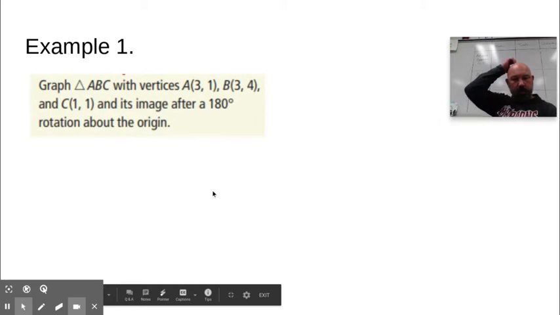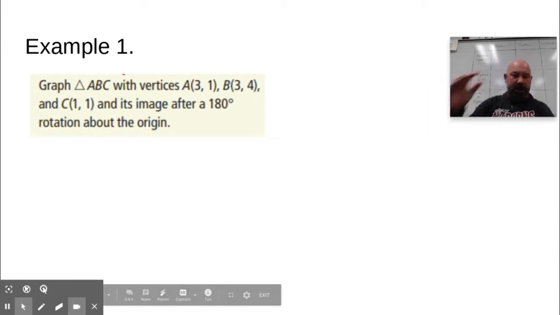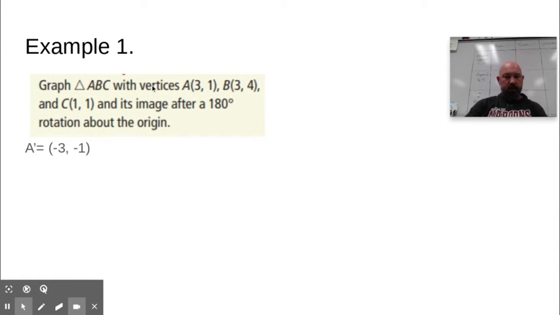So example number 1, I'm going to tell you to graph triangle ABC with vertices here, here, here, and its image after a 180 degree rotation about the origin. They didn't tell us which direction, which is fine. If they don't tell us which direction, assume that we're going counterclockwise.